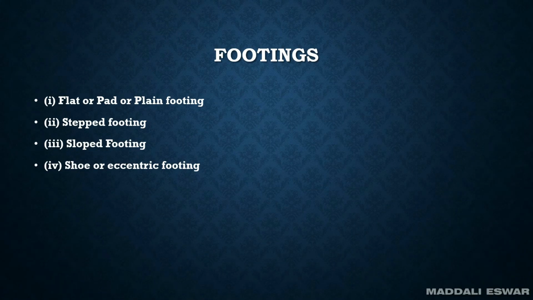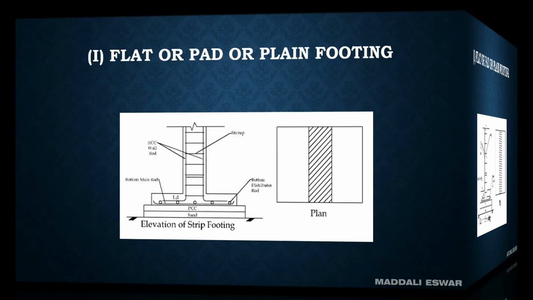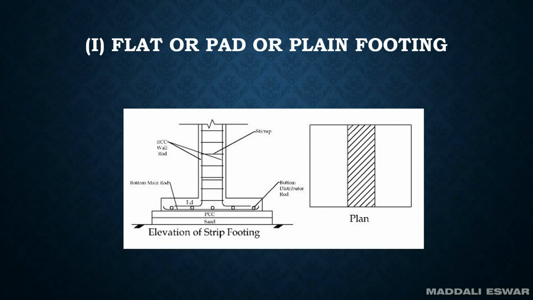Coming to the footings, we have four types of footings. First one is flat footing, second is stepped, third one is sloped, and fourth one is eccentric footings. First one is flat or pad. You can see the plan. There are no deformations or angles in the footings. These are all plain.